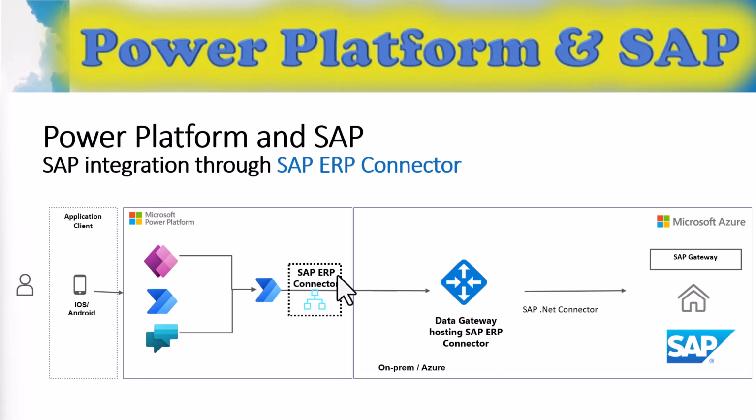look up, via the on-premises data gateway, available RFCs, and then consume and call them and make them available as functionalities in the Power Platform. So let's take a look.